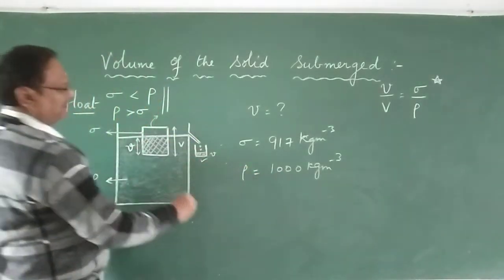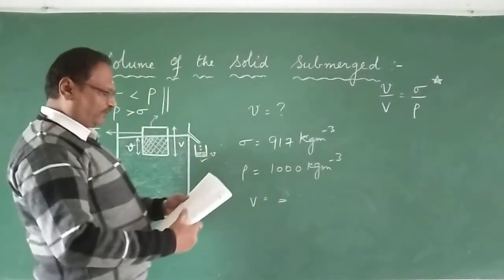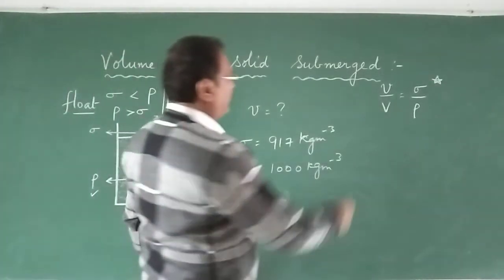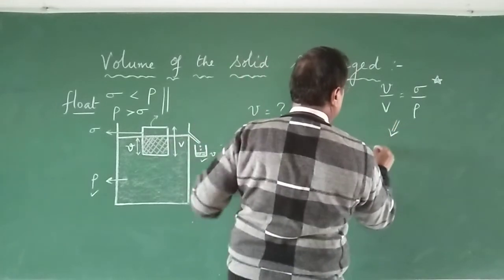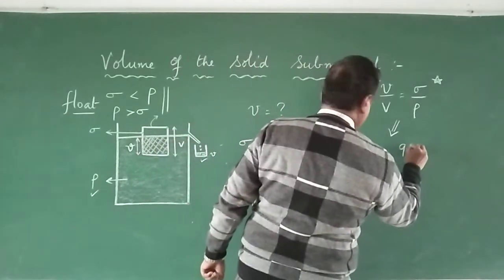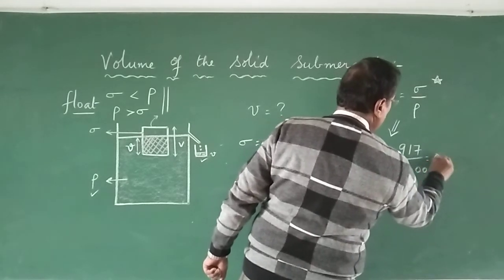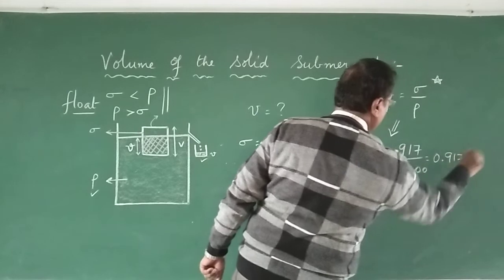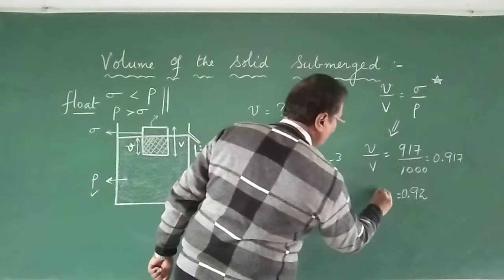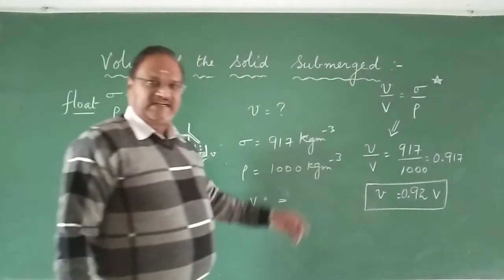The total volume is V, and we are going to express v in terms of the total volume. Take this formula directly: v upon total volume V is equal to sigma upon rho, 917 upon 1000, which is equal to 0.917. That is approximately 0.92, I am going to take it simplified. So v is equal to 0.92 of capital V, that part is below the surface.